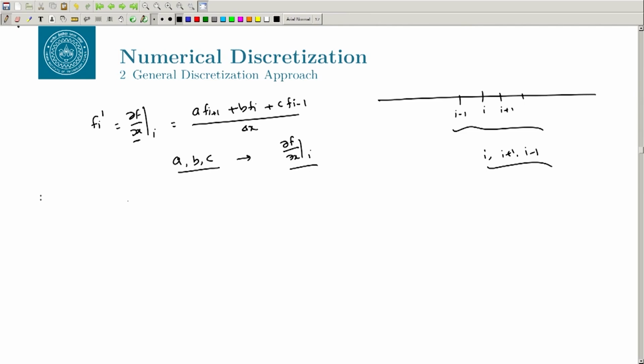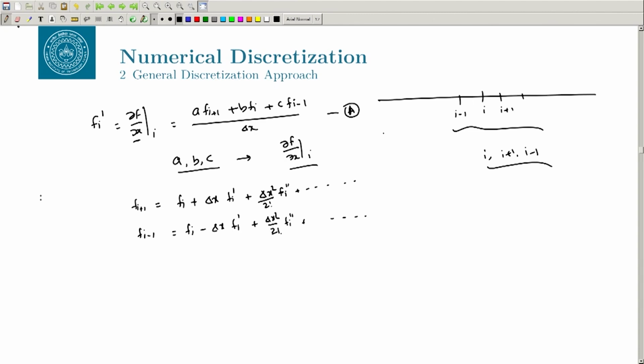Now you expand f(i+1). This is also Taylor series only, but it is a more general approach. So, this will become f(i) plus delta x f'(i), plus delta x square by factorial 2 f''(i), and so on and so forth. f(i-1) is basically f(i) minus delta x f'(i) plus delta x square by factorial 2 f''(i) and so on. This is my equation A.